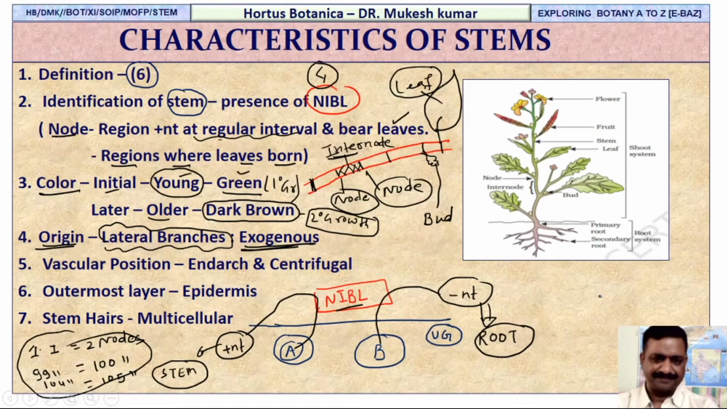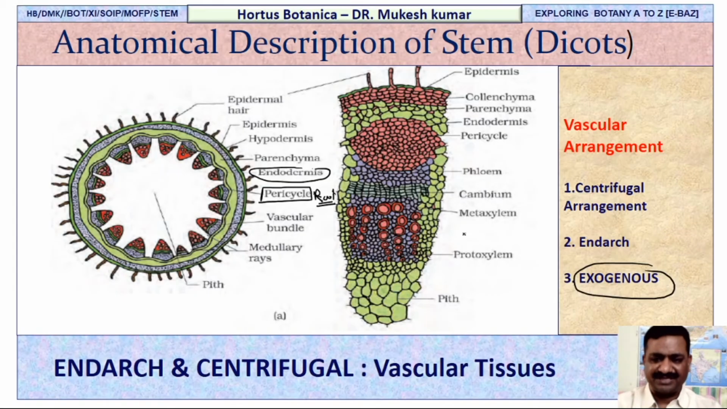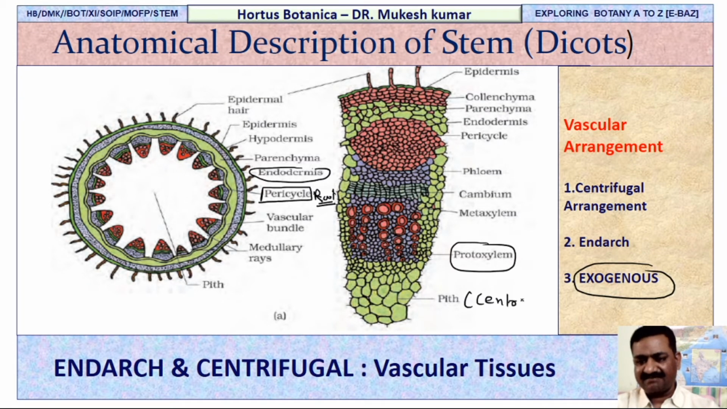Fine. Now see, vascular position means the position of xylem and phloem. Yes, it is endarch. Recall, protoxylem will be present towards the center, that is, towards the pith. And since protoxylem is towards the center, unlike the root, it is not centripetal, rather it is centrifugal. Let's see it in its diagram. See, you are finding this protoxylem present towards the center, right? And in the center its reference point is the pith.